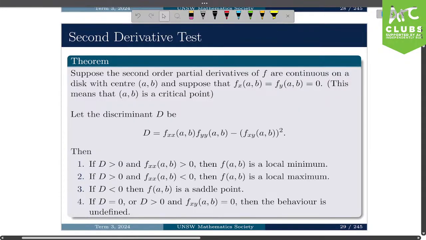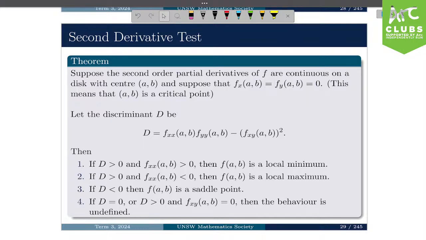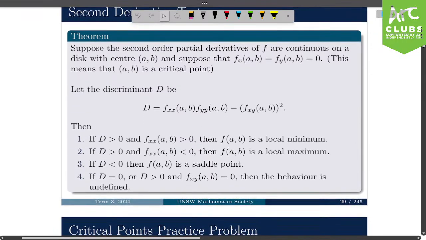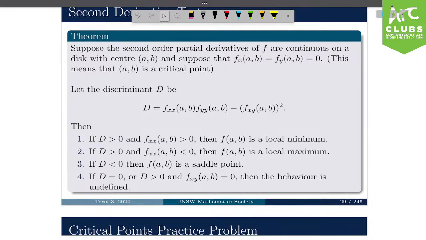So for the second derivative test, suppose the second order partial derivatives of f are continuous on a disk with center (a, b), and that the derivative of f with respect to x at the point (a, b) and the derivative of f with respect to y are equal to 0. This means that (a, b) is a critical point. So let the discriminant be defined by D equals the second derivative of f with respect to x multiplied by the second derivative of f with respect to y, minus fxy squared.